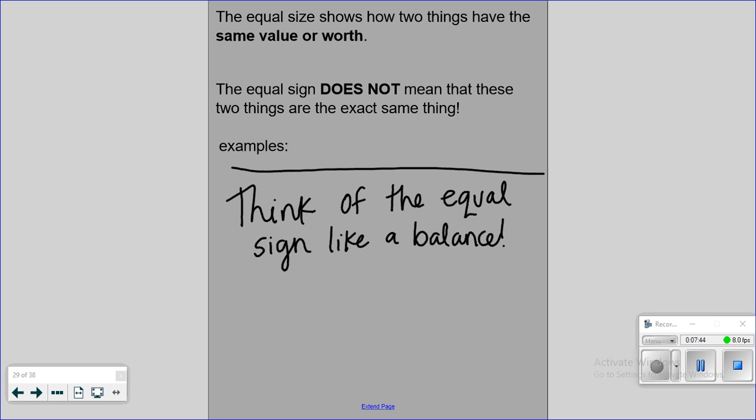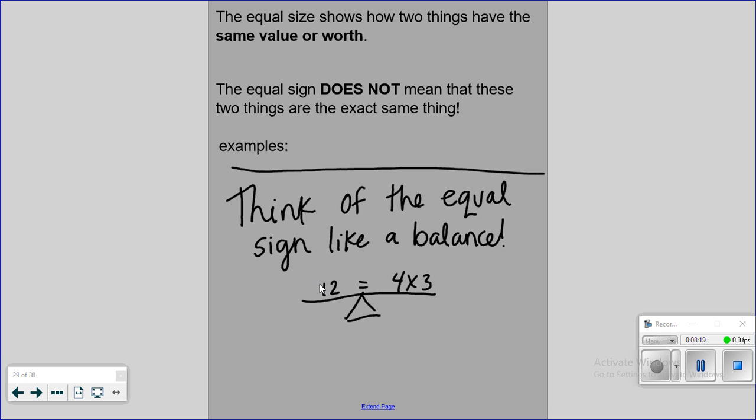So let's write some examples. What was one that we did on my balance? 4 times. Okay, so we had our balance, right? And we had 4 times 3 on one side. Remember, we put 4 pegs on 3. And then we put 12 on the other side. And it balanced. 12 is worth the same as 4 groups of 3. Has the same value, has the same worth.